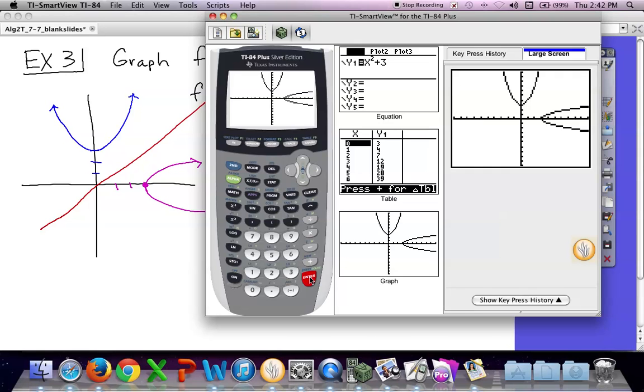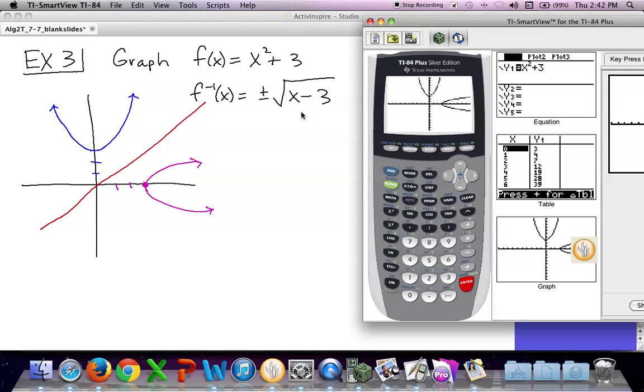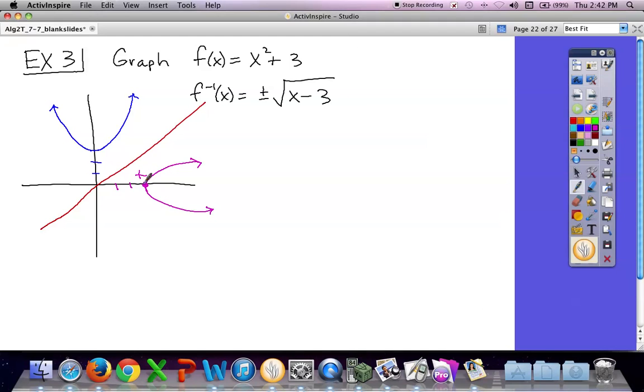Okay. Now remember that this function right here had a plus and a minus. So the plus part of this graph is this part right here. This is the plus, the part that goes above the middle. And the minus part of this graph is this piece that goes underneath.